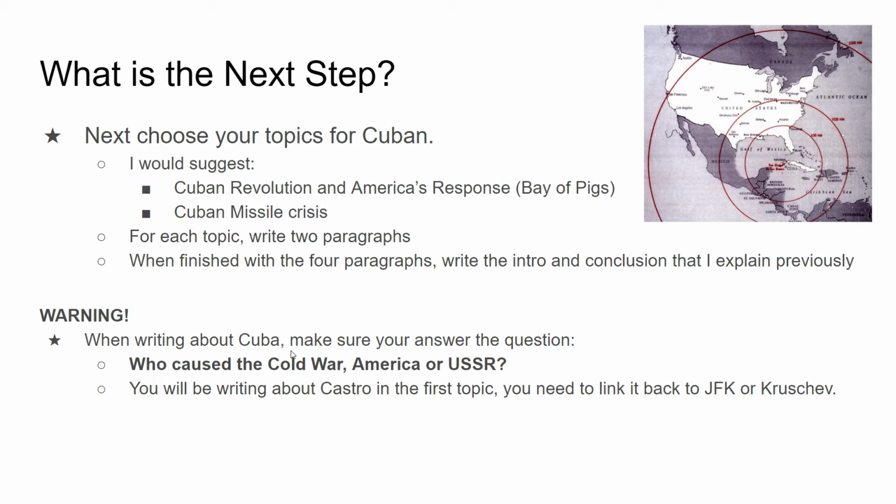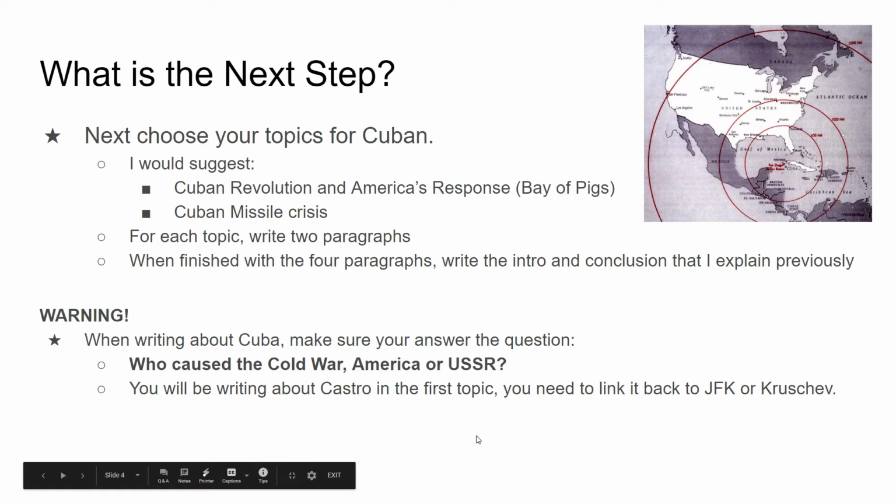When you're writing about Cuba, especially the Cuban Revolution, you're going to talk a lot about Castro, and that's what you have to do. So when you're talking about Castro, though, you need to make sure you link it back to JFK and Khrushchev. It's very easy to link it back to them, but you need to do it. So it shouldn't just be a paragraph about Castro, because you're talking about who caused the Cold War, America or USSR. So discuss Castro, but link it back to either JFK or Khrushchev or both.